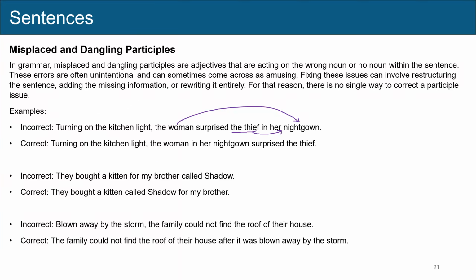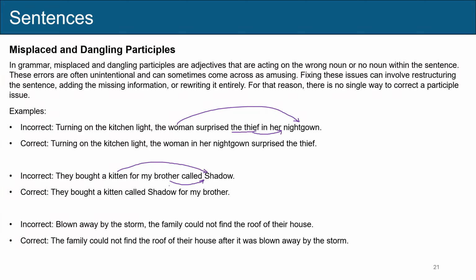Here we have, they bought a kitten for my brother called Shadow. Two ways to interpret this sentence: that the kitten is called Shadow, or that the brother is called Shadow. Brother is closer to that name, and it could be that there is a brother named Shadow. But if the intention of this sentence is to say that the kitten is called Shadow, we want to make sure that that description, that information, is more closely connected to the kitten than the brother. So they bought a kitten called Shadow for my brother.